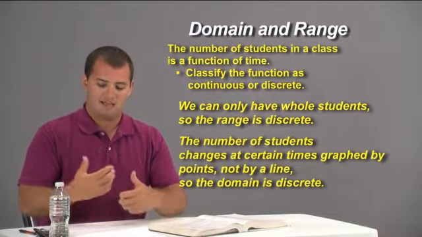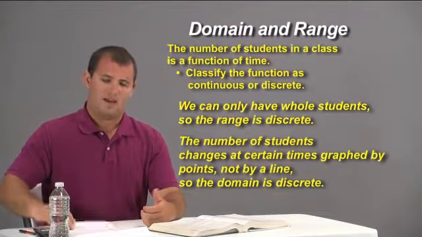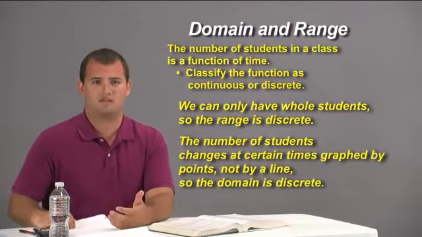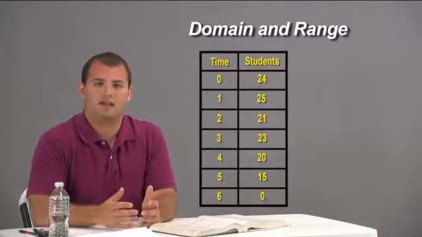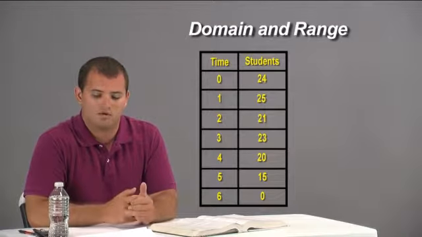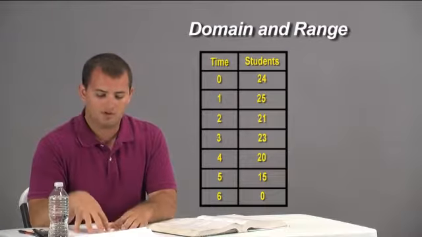Okay, so it's going to be graphed by points, not by a line. And since that is the case, the domain will be discrete, and therefore the function is discrete. Now let's look at a possible table of values where the x value is the time in hours, and the y values are the number of students. And so here's just a quick little table.